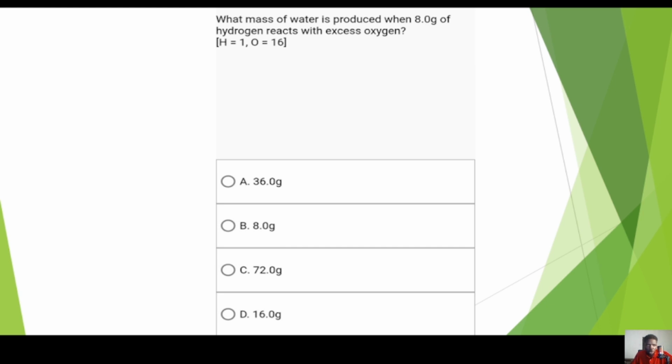Okay, I think it's reduced enough so that we can still see that and then also use our board too. Okay, so with that said, let's consider this. Now, if you look at the question, it says, how many grams of water is produced when 8 grams of hydrogen is reacting with excess oxygen?